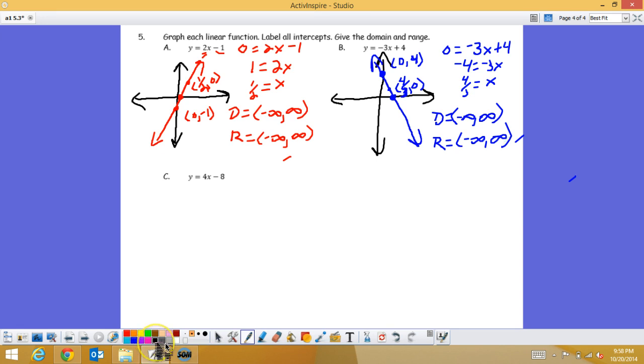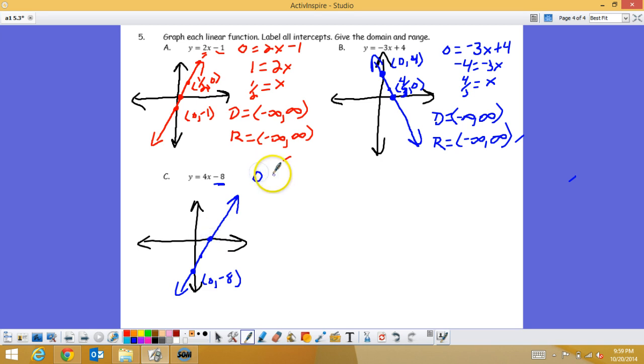And finally, the last graph. Once again, the y-intercept is right there. It's the point 0, negative 8. And we're going up 4 and over 1. And we just want to find that x-intercept. Once again, we're going to plug 0 in for y.